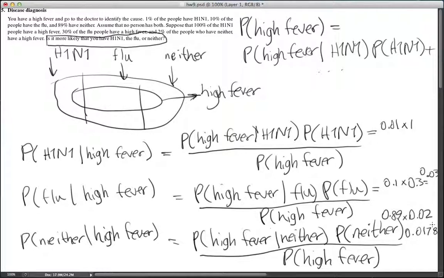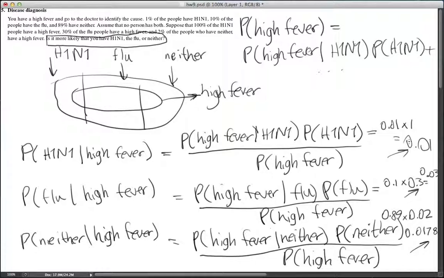Okay, so the three quantities that we have are 0.03, 0.0178, and then this one is just 0.01. As you can see, this is the most likely event, then this is the next most likely event, and then finally this is the least likely event. So if you want to order the events by their probability, it's highly likely that you have the flu. The second most likely event is that you have neither disease, and the least likely event is that you have the H1N1.